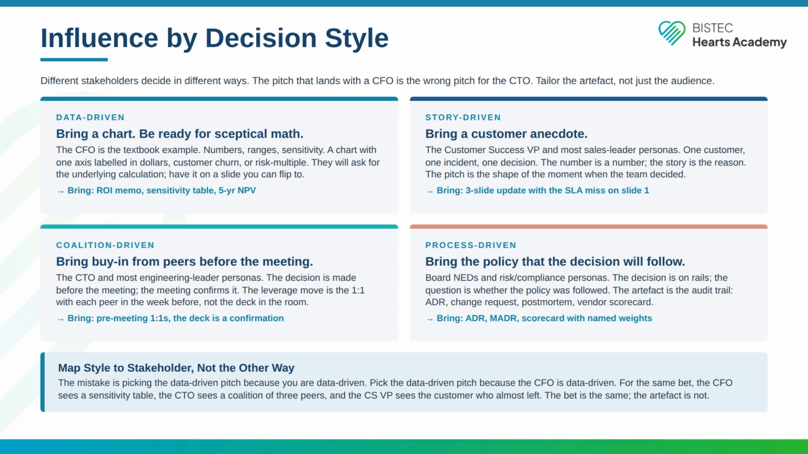Map style to stakeholder, not the other way. The mistake is picking the data-driven pitch because you are data-driven. Pick the data-driven pitch because the CFO is data-driven. For the same bet, the CFO sees a sensitivity table. The CTO sees a coalition of 3 peers, and the CSVP sees the customer who almost left. The bet is the same. The artifact is not.